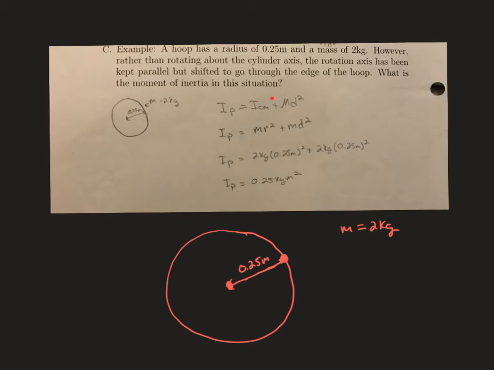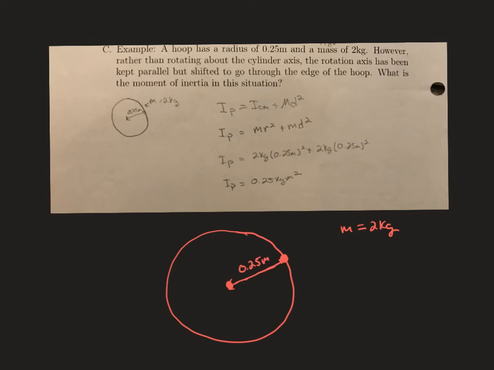Now we need to do this right here. So the mass of the object is still the mass of the object, but we need to establish what d is. So originally our rotation point was here, and then we moved along the edge. So the distance d happens to be the radius of the hoop.